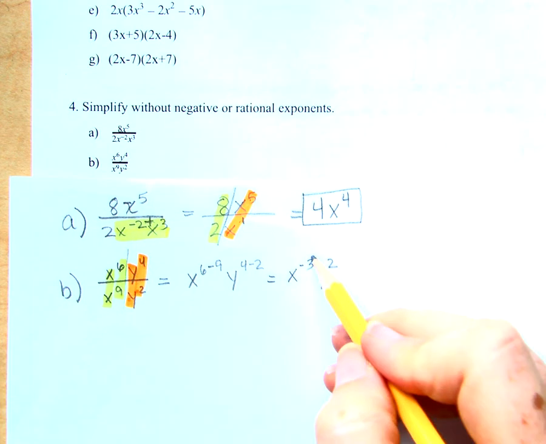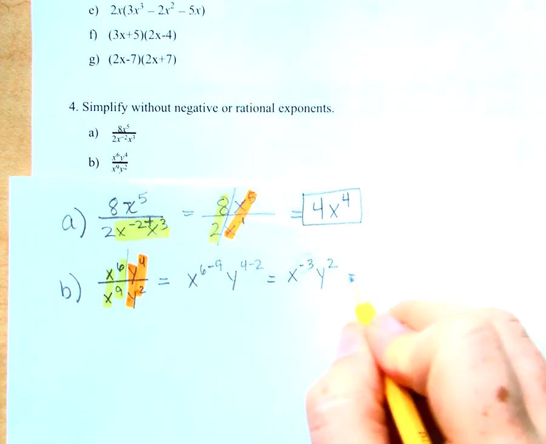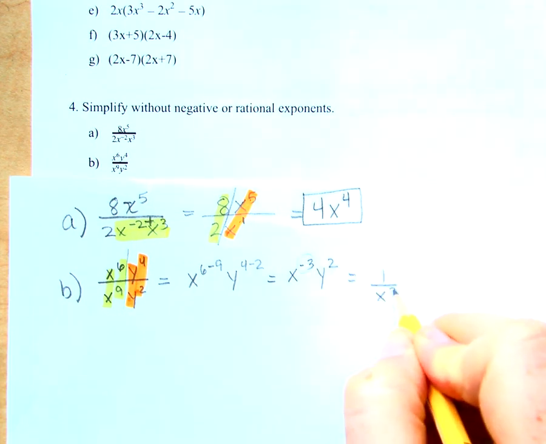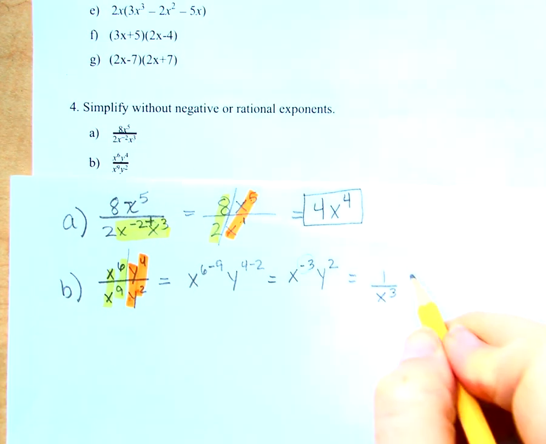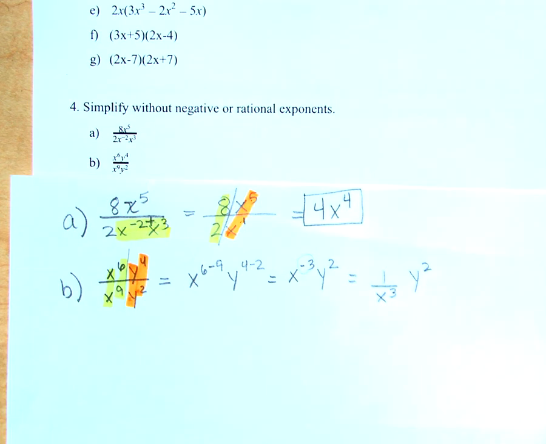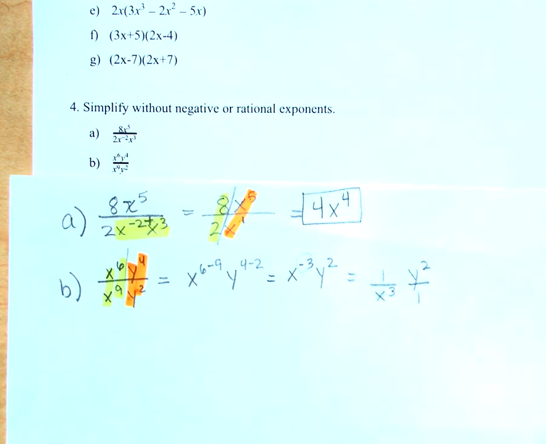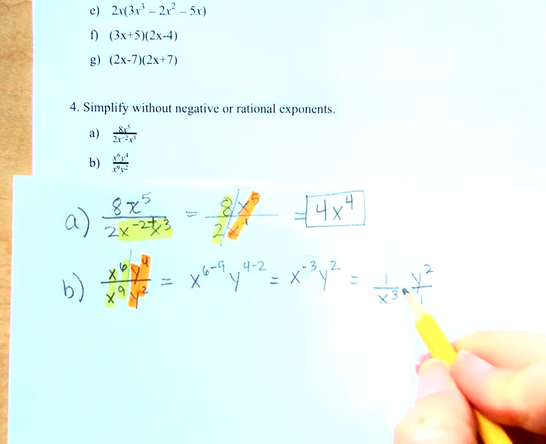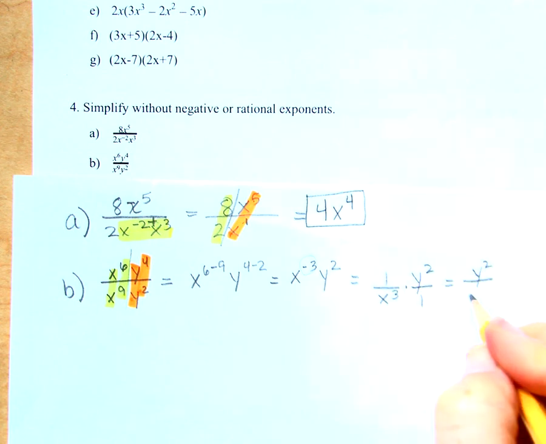Remember, anything with a negative exponent, I have to take the reciprocal of and make the exponent positive, because I cannot end a problem with a negative exponent. And anything that doesn't have a denominator, remember we have that invisible 1 denominator. Then we can multiply 1 times y squared as y squared, and x to the 3rd times 1 is x to the 3rd.